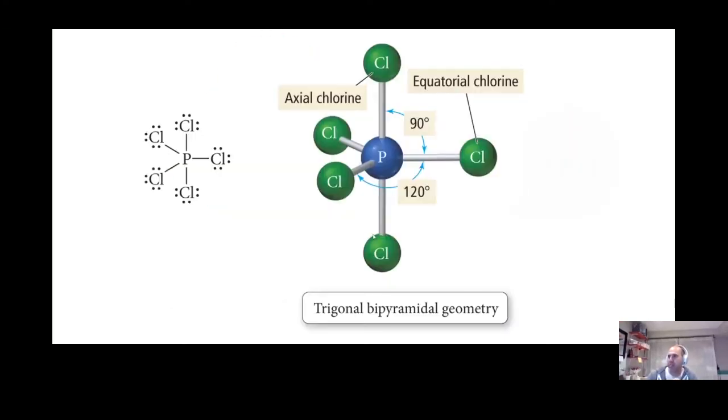I don't have a good picture of it. What you can imagine is there's 2 3-sided pyramids that are stuck upside down, right? And what's interesting about this one is this is the only geometry that's not symmetric. There are 2 different positions. The chlorines here and here are what we call axial. They're on an axis. And then these positions are around the equator. They are equatorial. And so there are 2 different bond angles. The equatorial bond angle is 120, and the axial to equatorial bond angle is 90.